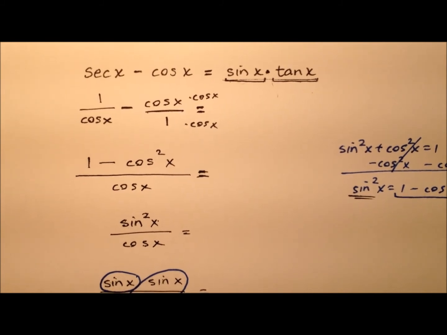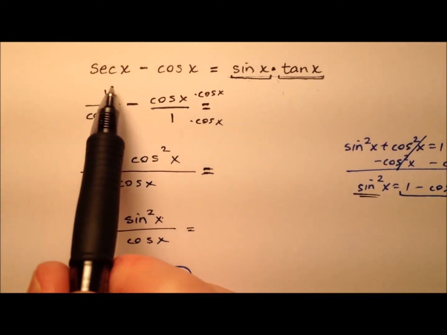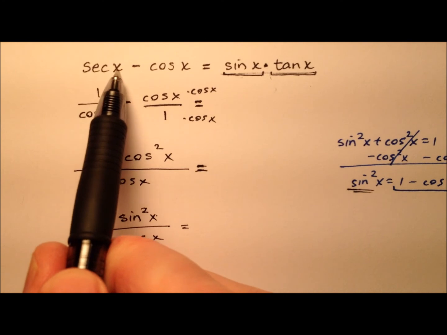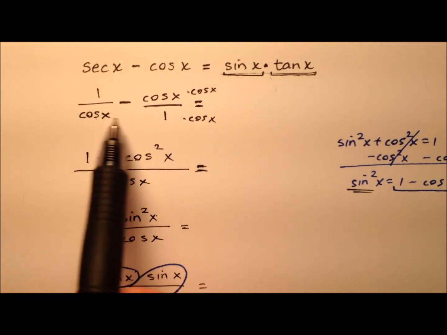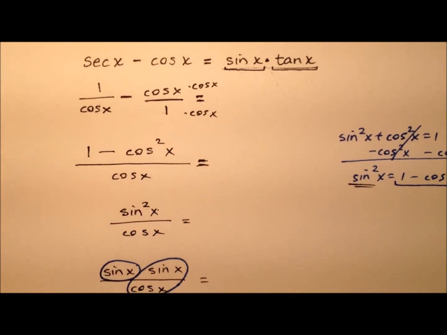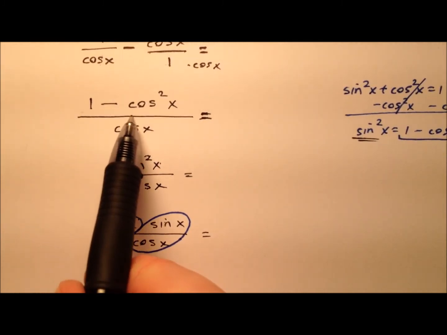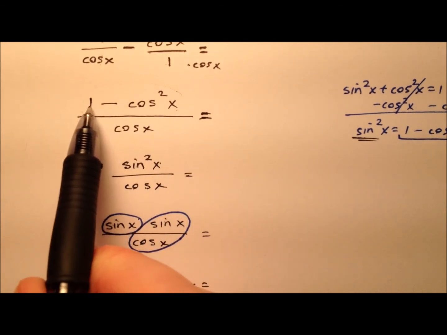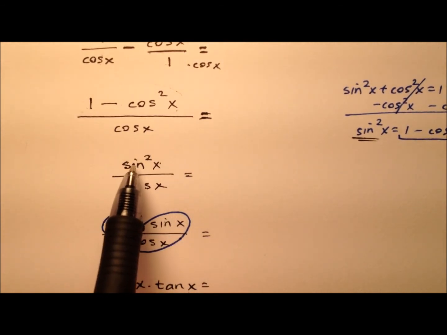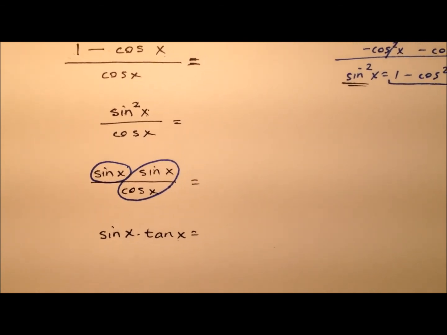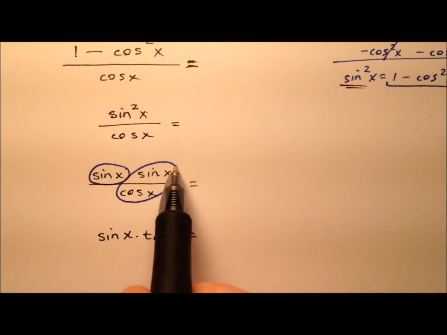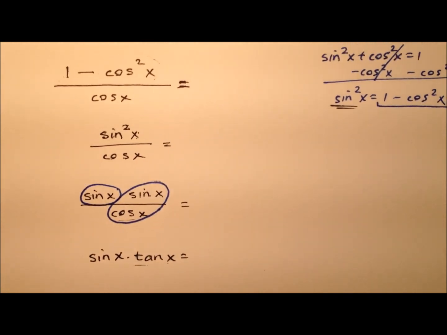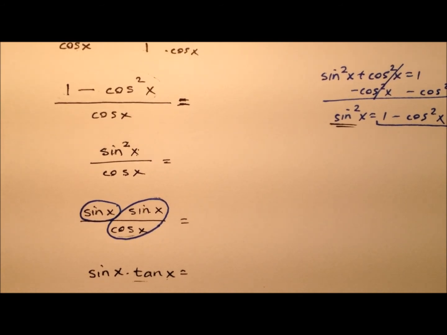Let's look one more time quickly at the steps we took. We started by changing the secant x into 1 over cosine x. Then we got common denominators for these two fractions that we were subtracting. We used a Pythagorean identity to exchange the 1 minus cosine squared x for a sine squared x. We split this sine squared x into sine x times sine x, recognizing that this sine x over cosine x is our tangent that we were going for. So there we are for that trigonometric identity.